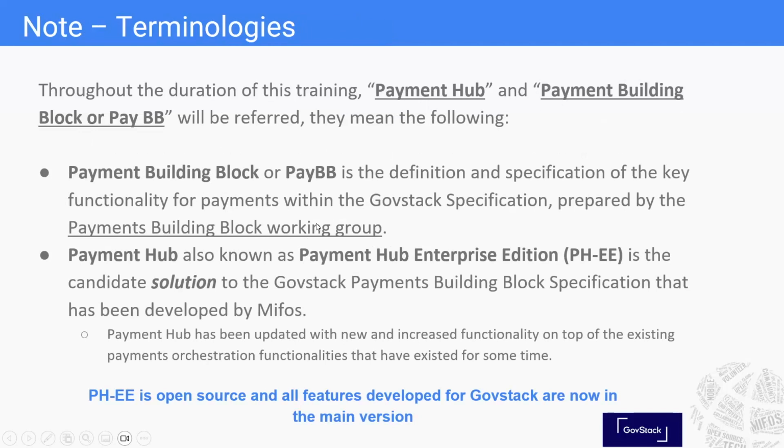And to implement that Payment Building Block, we have used the rails of Payment Hub, which is also called Payment Hub Enterprise Edition. And it is on this system that we have implemented the Payment Building Block solution. Payment Hub itself had some functionalities already existing, which have been there for quite some time, but some additional functionalities have been built on top of it to specifically match the requirements of the payment building block.